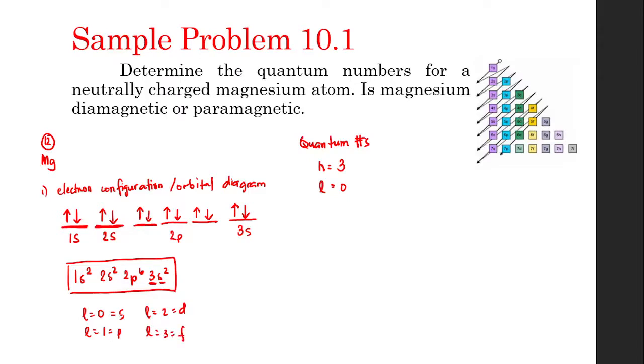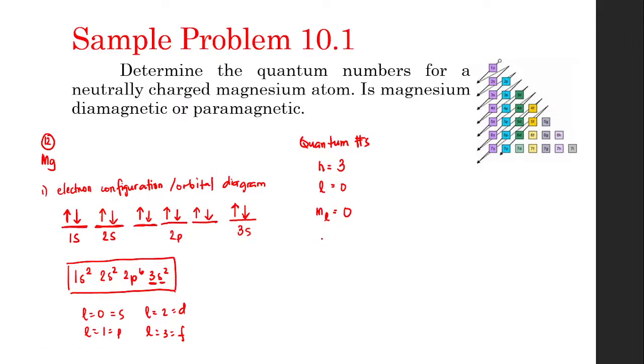l equals 3 if it is f. Since we are at the s level, my l is 0, which tells me my m sub l should be 0. How do you identify m sub l? It goes from negative l to positive l. But our l is 0, so there's no negative 0 and no positive 0. We only have 0. So our m sub l is 0.